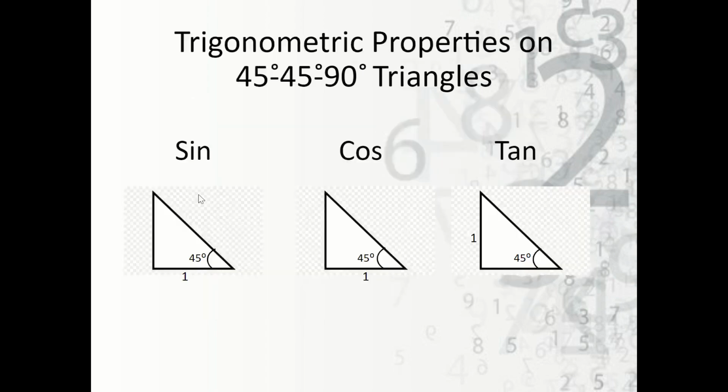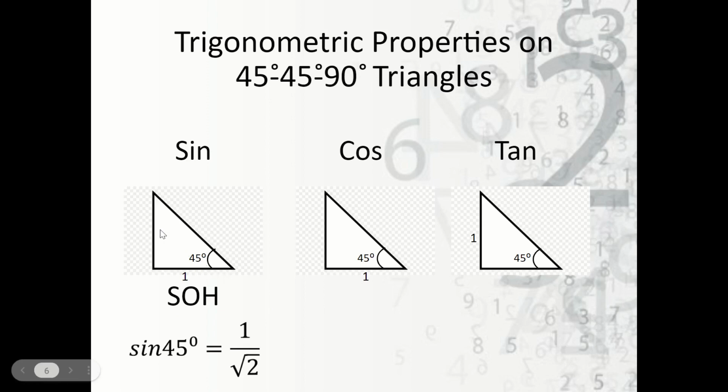Now, how do we use our trig properties on these? Well, if we have that this one's 45 degrees and this one's 1, we know that sine is opposite over hypotenuse. So if this is 45 and we have opposite, which in this case is going to be 1, and this is going to be square root of 2. So it's 1 over square root of 2. And now, even though we didn't know what either of these sides were, because we know that this is 45 degrees, we know that this is 1 over square root of 2.